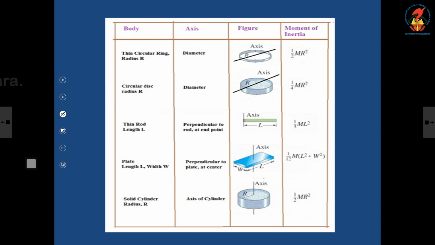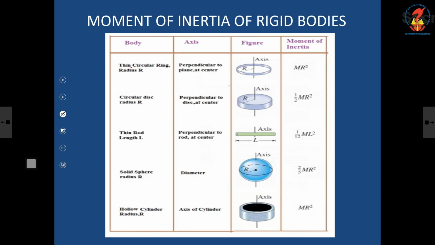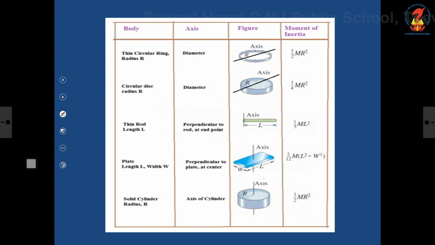Similarly, for a thin rod, earlier I was taking the axis through the center and I got the answer as 1 by 12 ml square. See, the axis is through the center of the rod. Now I change the axis. The thin rod, the axis is perpendicular at the end. Then it is 1 by 3 ml square. The axis is changing, so the moment of inertia value also changes.